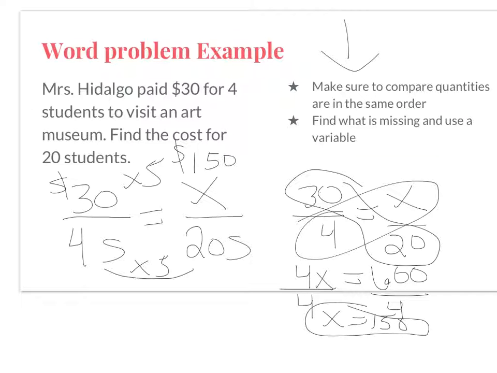Either strategy is good. The cross products will work all the time. This way of making equivalent fractions will work most of the time. Some of them will be easy and some will be hard, so whatever works best for you. We'll be practicing a lot more in class tomorrow.